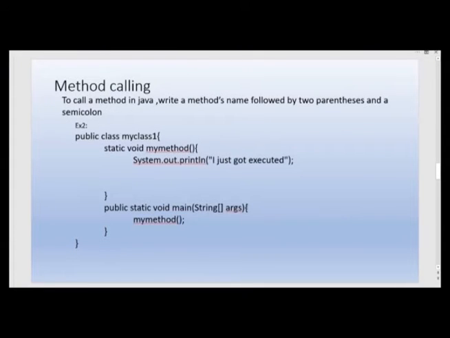Method calling. To call a method in Java, write the method's name followed by two parentheses and a semicolon. This is method calling. You can see an example; I will explain using the example. Public class MyClass1. MyClass1 is the name of the class.